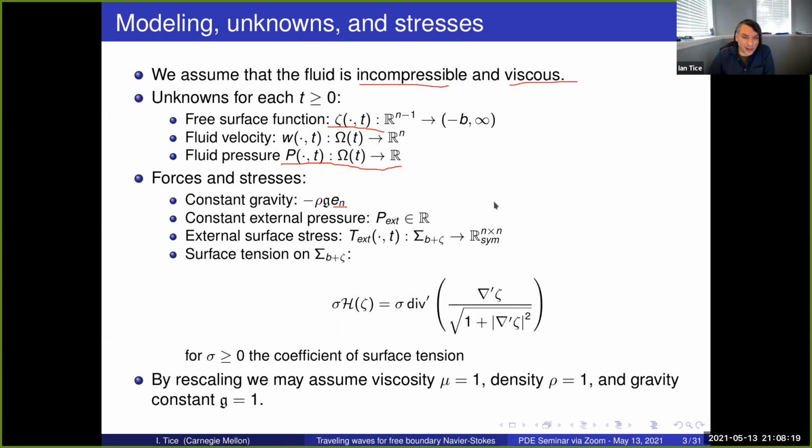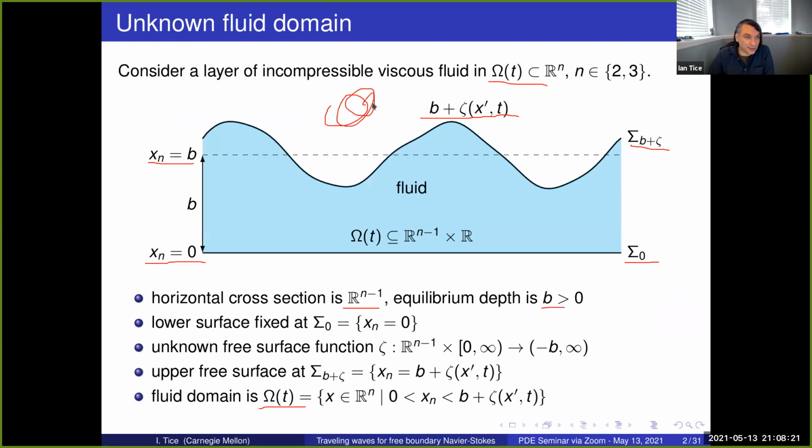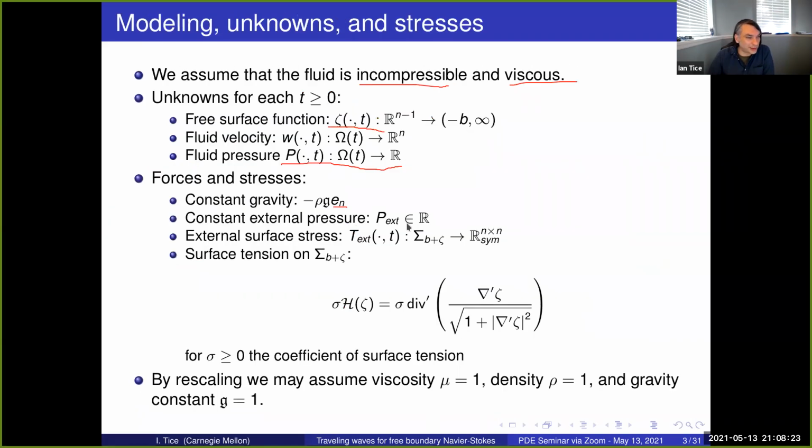We will also assume that above the fluid, in this region up here, there is a constant external pressure, P external. This is just a scalar, and actually is not going to play much of a role in the analysis. It's actually just going to disappear here in a couple minutes. But the main feature in terms of forcing, other than gravity, is this external surface stress.